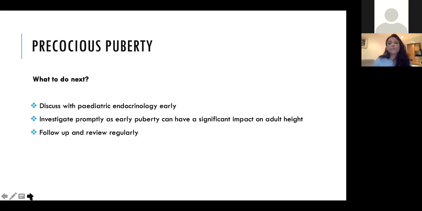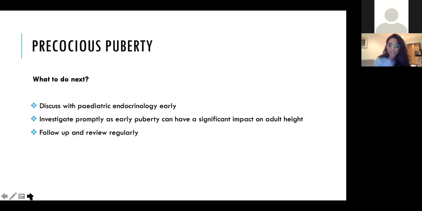So in summary, when it comes to precocious puberty, if you have someone in clinic where bloods are suggestive of that, and clinical features and examination findings are all suggestive of that, you want to speak to endocrine early. The reason for that is that early puberty has a significant impact on the adult height, so you need to investigate early, but it doesn't mean that you need to do everything there and then in clinic. You can take your time, speak to endocrine, and formulate a plan.